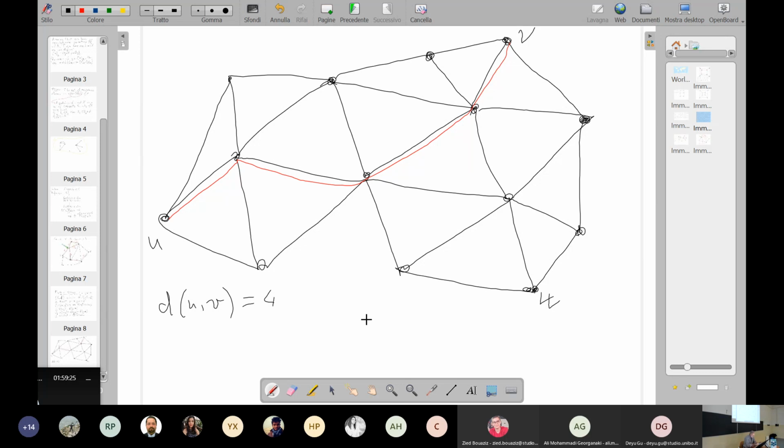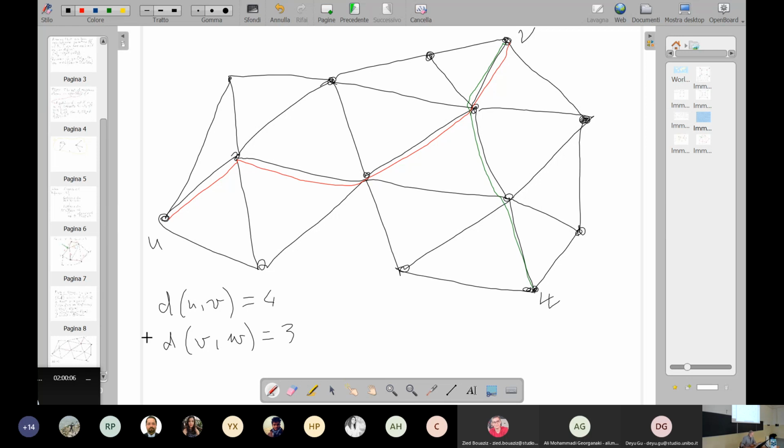Now, what's the distance from V to W? Okay, let's see in green how I can do it. For instance, I could have this path. And every other path from V to W has either the same or a bigger number of edges in it. So this is 3.